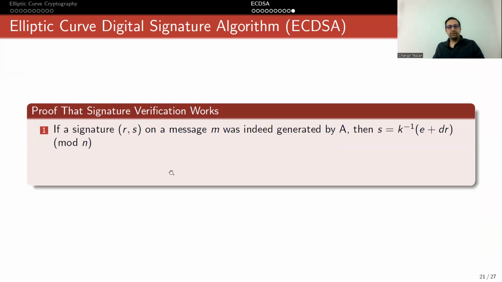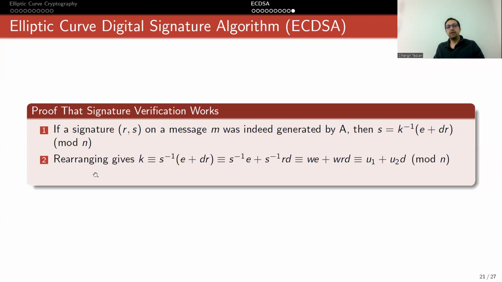Proof that the signature verification works. If a signature R, S on a message M was indeed generated by A, then we know that S equals K inverse times (E plus dR) modulo n, right? So if we rearrange these values, multiply both sides by K, K comes here and this cancels. Then multiply both sides by S inverse. This turns out that K is congruent to S inverse times (E plus dR), right?